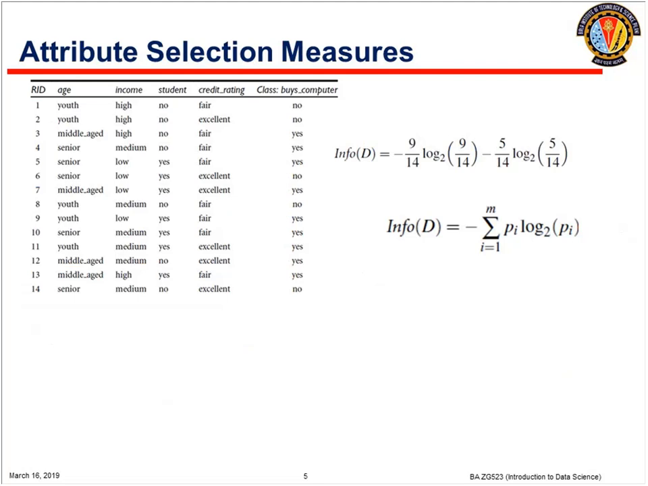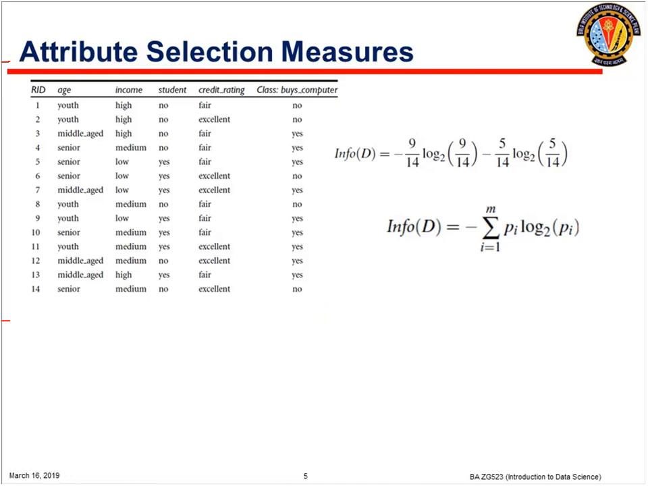the buys computer. So what will be the initial entropy or initial information? Entropy means how much information is required to make a decision, or you can say how much disinformation is there in the system right now. If entropy is high, that means there is a lot of disinformation, or you require a lot more information.